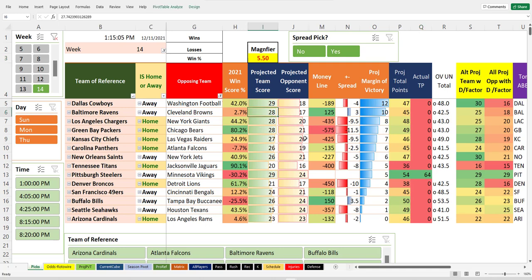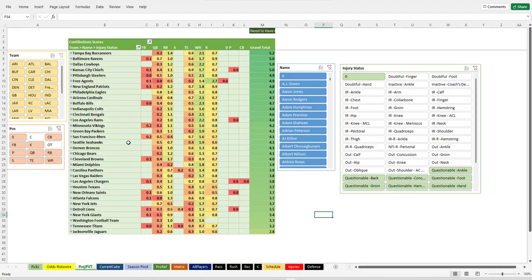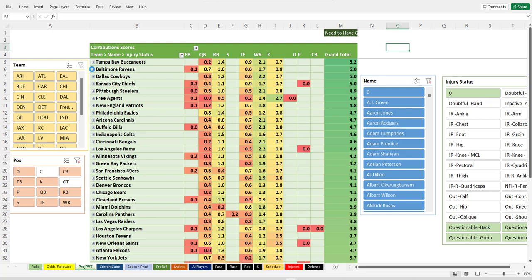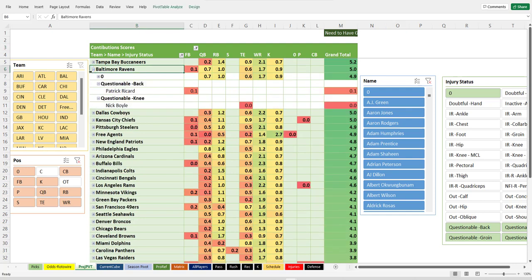Then you have Ravens and Browns at an underdog line. Why? Is Lamar Jackson out? There's a lot of work that still needs to be done on this file. I just don't have time to do it and don't care about it because I'm not betting this week. But I know a lot of you guys are. Lamar, is he injured? No, just Ricard and Boyle.